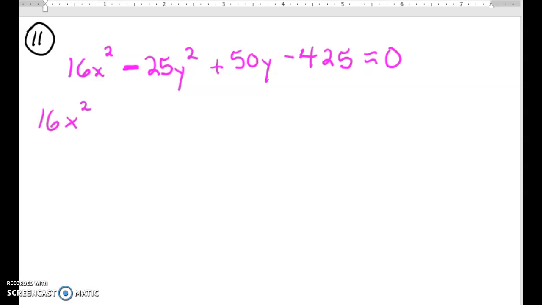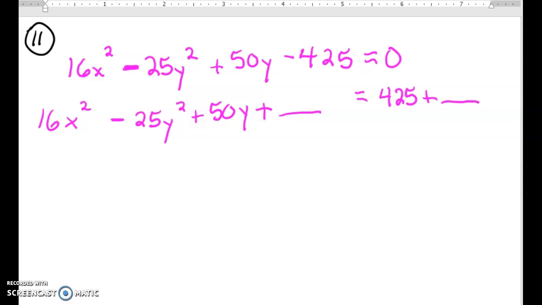So we have 16x squared, but we don't have any x's, so we won't have to do completing the square for the x's. So we have negative 25y squared plus 50y plus a blank equals, we'll move negative 425 to the right. So add 425, it will become positive 425 plus 1 blank.